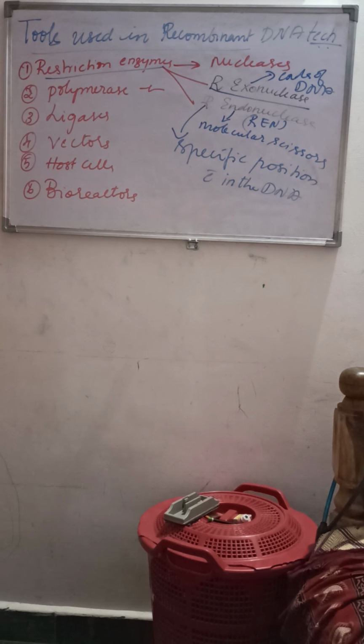So these restriction endonucleases are cleaving enzymes which are produced by the bacteria to protect themselves from foreign DNA. So these restriction endonucleases are cleaving enzymes which are produced by what? Produced by the bacteria. To protect themselves from what? From foreign DNA, like viral DNA. So the virus is the foreign DNA. So these endonucleases are cleaving enzymes produced by the bacteria to protect themselves from foreign DNA.